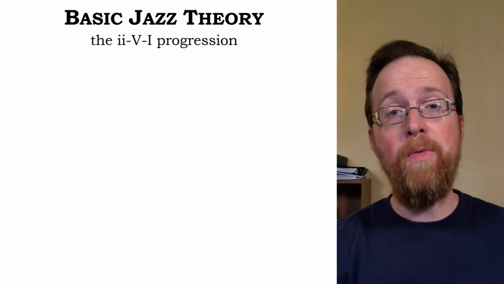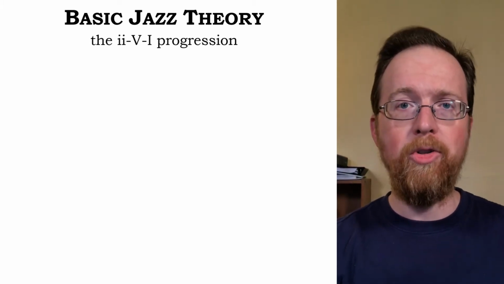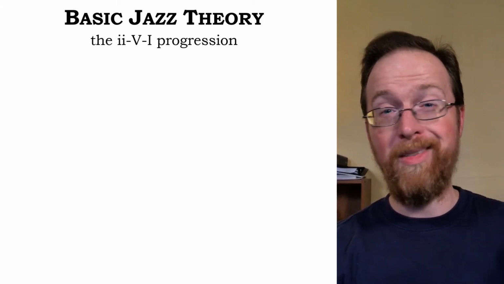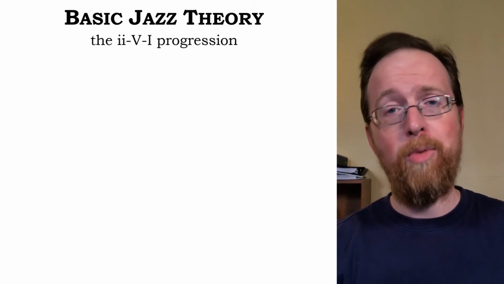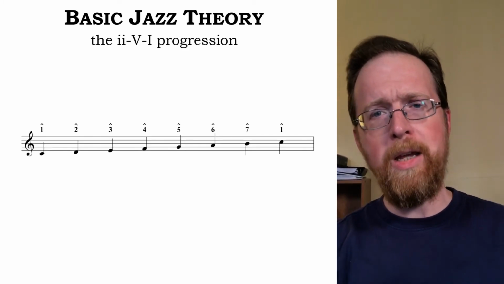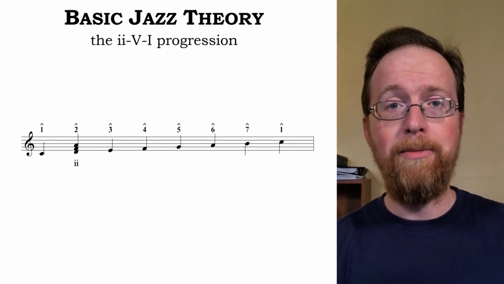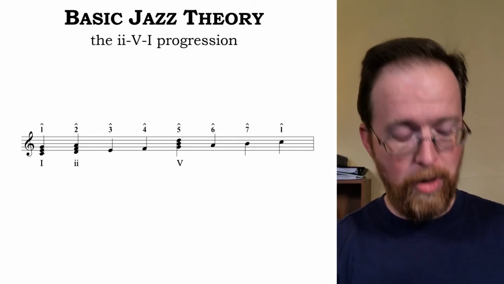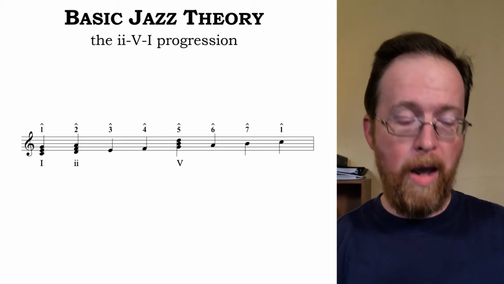So the 2-5-1 progression is the first harmonic progression we want to learn in jazz. The 2-5-1 progression is so ubiquitous. There are dozens of pieces where this is all you really need to know. So let's break it down. In the key of C major, the 2 chord is built off of scale degree 2, the 5 chord off of scale degree 5, and the 1 off of scale degree 1. The triads being D minor, G major, and C major.